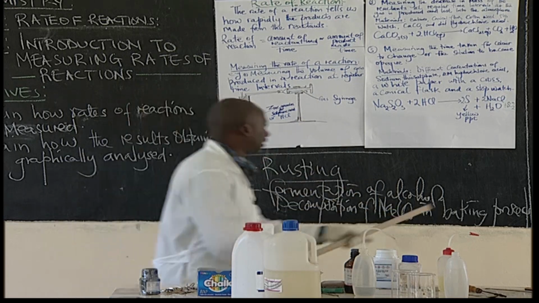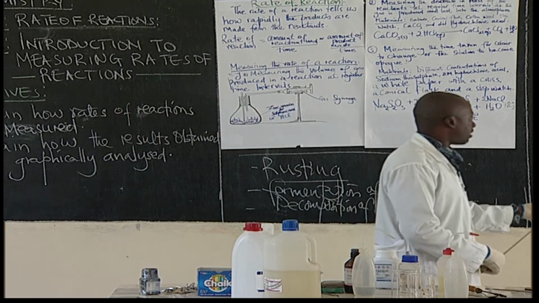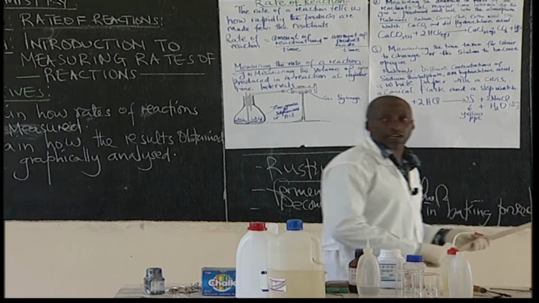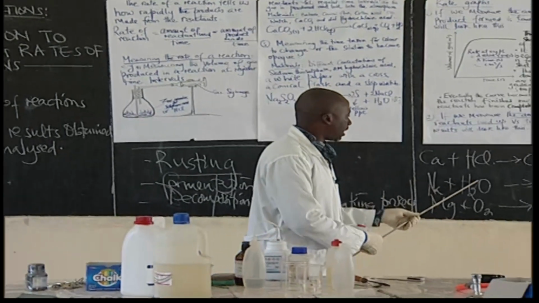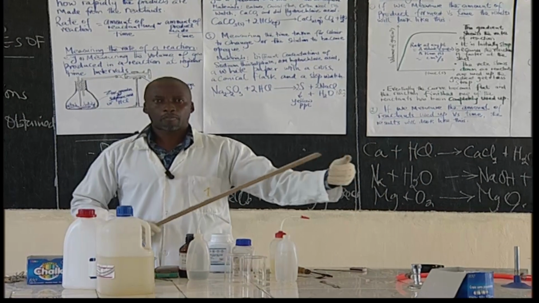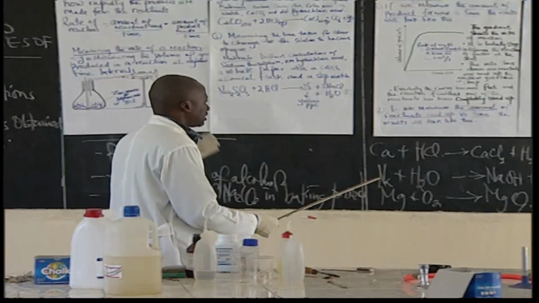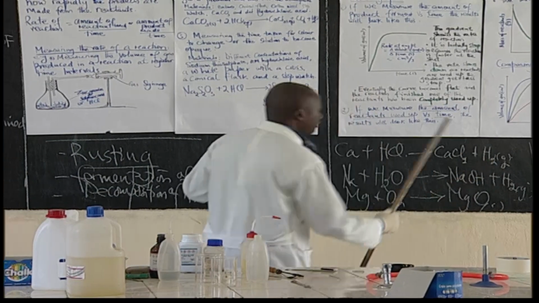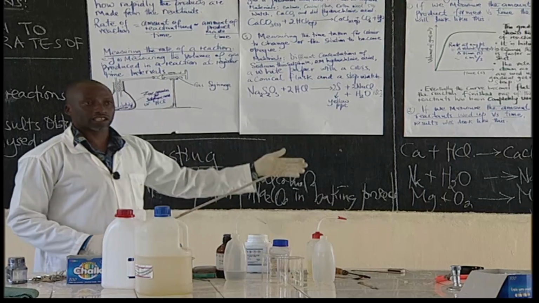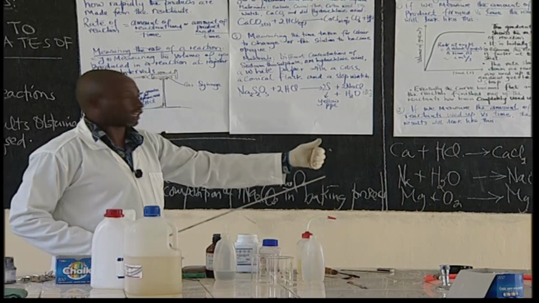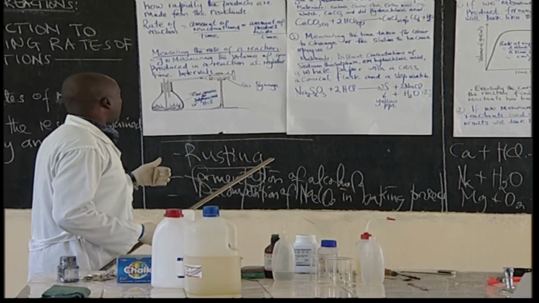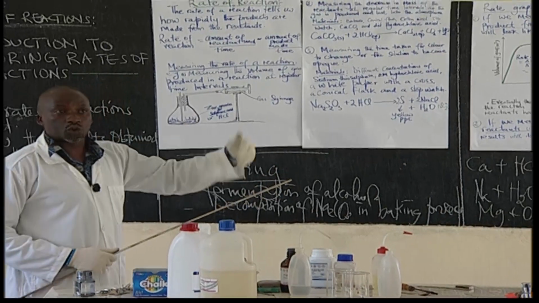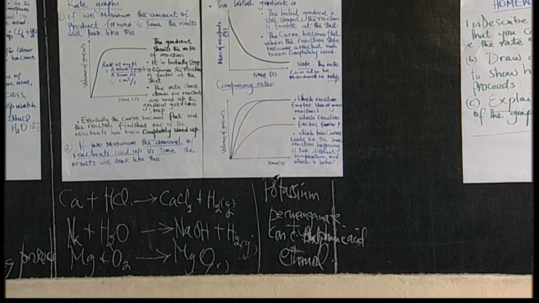We have the reactants: calcium and hydrochloric acid. These are reactants. We have sodium, and how fast are the products formed? The products that are formed are either the evolution of the gases that we are seeing or any other product. So how fast do the products form from the reactants?